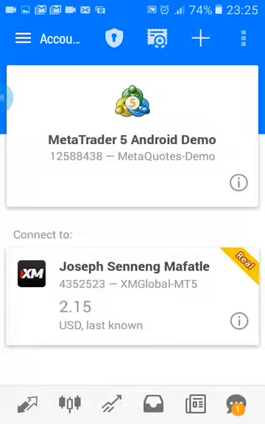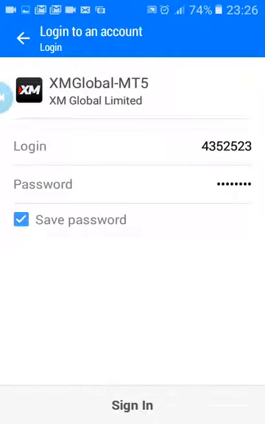And that's my trading number account there, but you can't see my password. The initial amount inside this demo account is 2.15 US dollars. Okay, so I'll be clicking on this XM account. What I do is press on this XM account just like this, and it will give me the section where I'll be logging in my details.